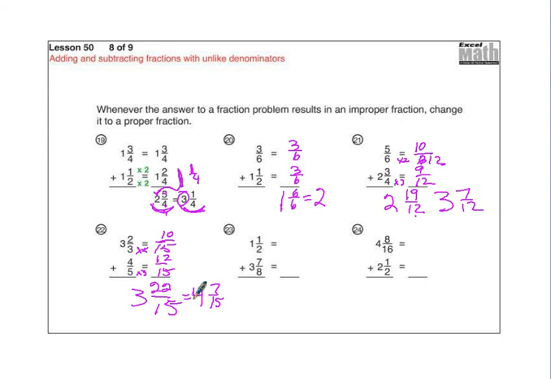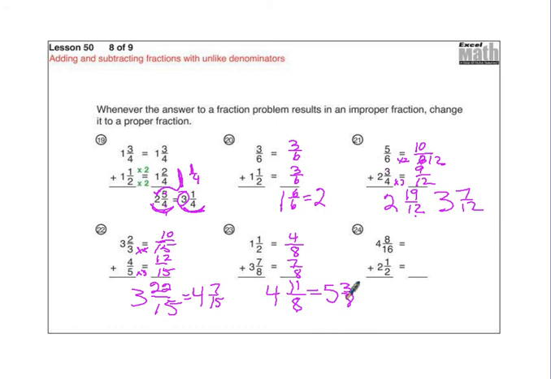All right. And the next one, 1 1/2 and 3 7/8. Our common denominator here is going to be 8. 7/8 is obviously equal to 7/8, and 1/2 is equal to 4/8. When we add them together, we get 11/8. 4 11/8. 11/8 is equal to 1 3/8. So our answer is 5 3/8 altogether.